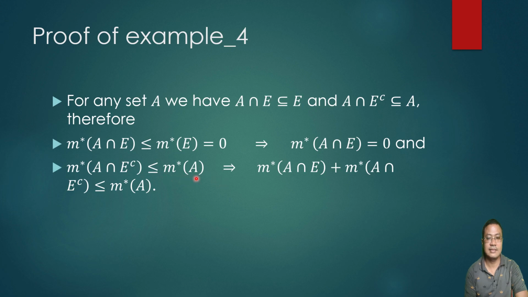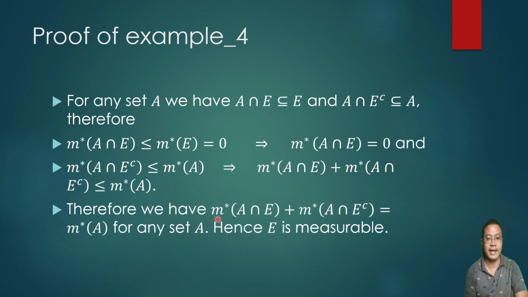So from this we get outer measure of A intersection E plus outer measure of A intersection E complement is less than or equal to outer measure of A. This is true for any subset A. Therefore, we have this equality: outer measure of A intersection E plus outer measure of A intersection E complement is exactly equal to outer measure of A for any set A, and hence E is measurable. Alright, so this is a very simple example.